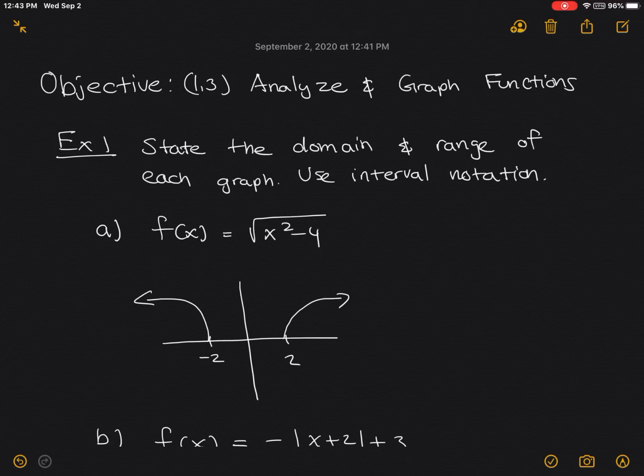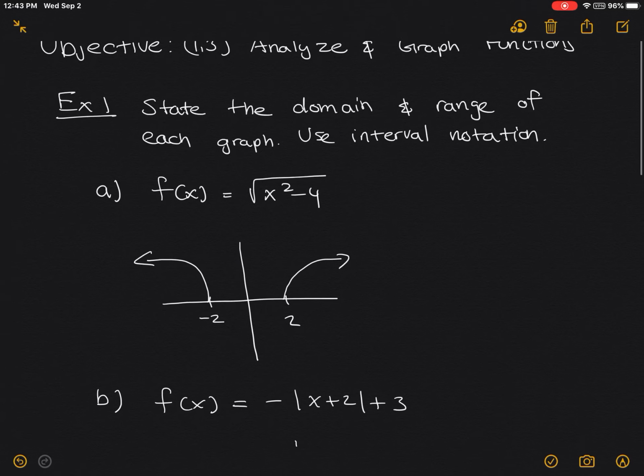All right, so in this video, we're going to look at graphs and functions. And so there's not a ton of notes for me to give you. We're just going to go straight into the examples. Okay, so if you have trouble with domain and range, interval notation, please go back and look at the previous videos. All right, so example 1 says state the domain and range of each graph, use interval notation.